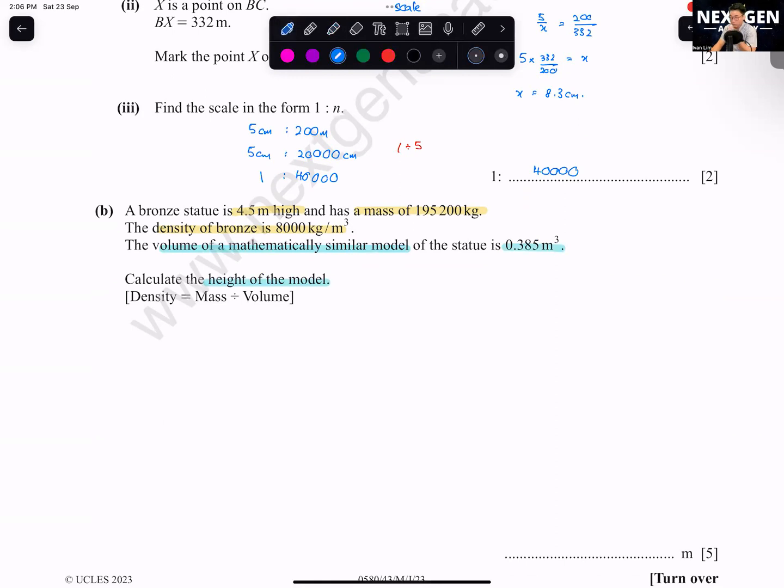Okay. What I'll do, I draw it out first. Okay, I just draw a statue lah. Okay, my statue is a cylinder. I got one big statue. Okay, one small statue. Okay, what do I need to compare actually?